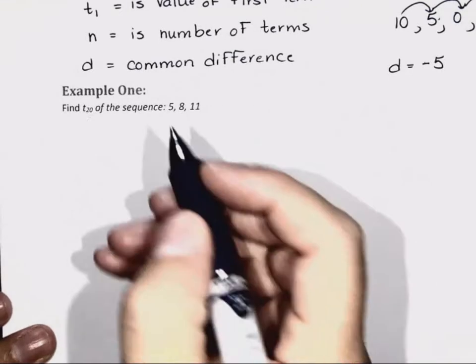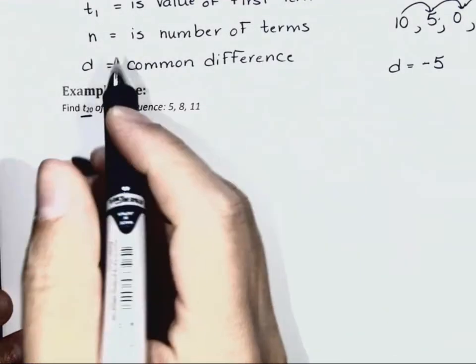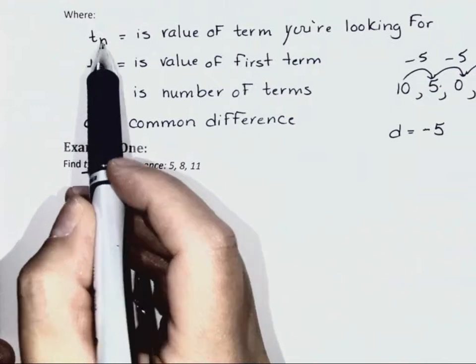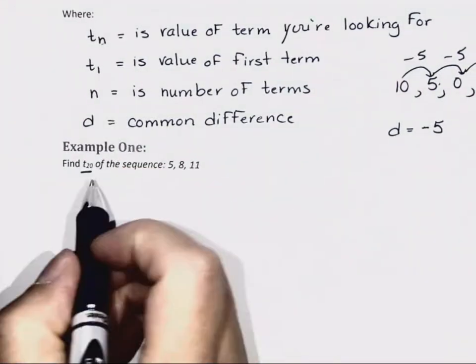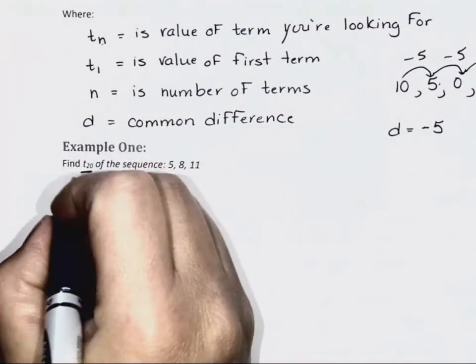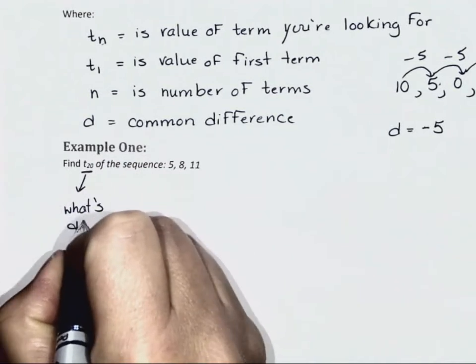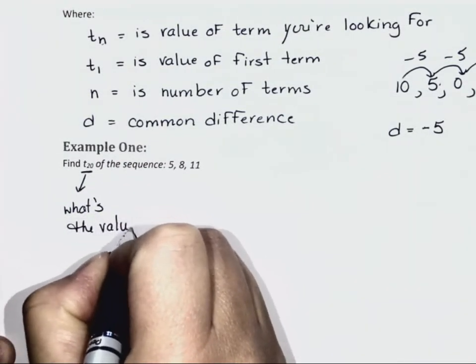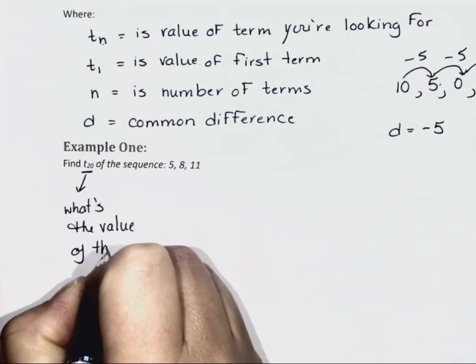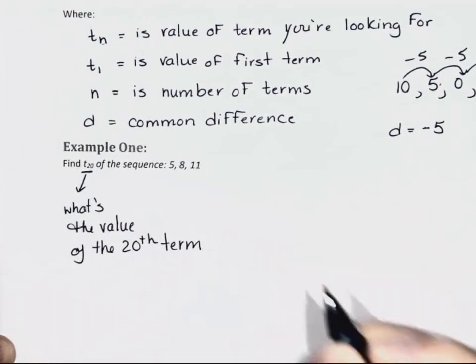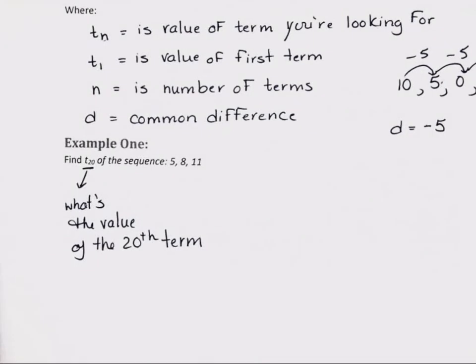Okay, so we're gonna find T20. So remember, that's just our Tn, right? We're just replacing the n with the value. Well, we're trying to find the 20th term. What's the value of the 20th term? That's what the question's asking you to do.